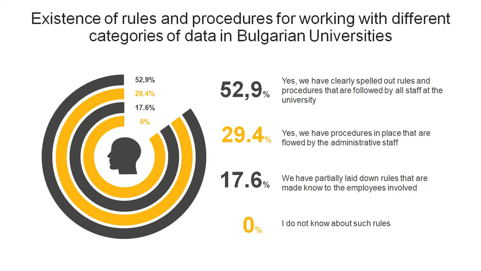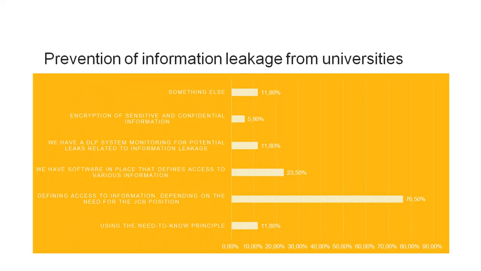29% point out that they have some procedures in place that are mostly followed by the administrative staff, and 17.6% mentioned that they have partially laid down rules that are made known to the employees involved in working with specific types of information. As you can see, the most popular instrument or tool to address data loss in the universities is defining the access to information depending on the need for the job position. So, as you can see in the next slides, universities more or less rely mostly on restricting access to certain type of information to certain people in order to prevent data loss, but this is by far not enough.